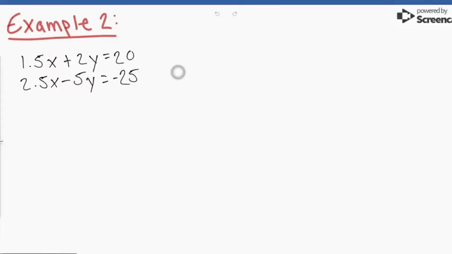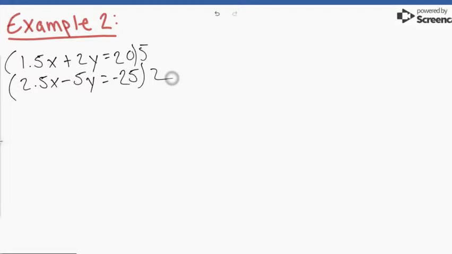Example 2 is a little bit more of a complicated example. The two equations are 1.5x plus 2y equals 22 and 2.5x minus 5y equals negative 25. So step 1, you have to find the coefficients if they have any of the same. In this case, they do not, so we're going to have to multiply. When you multiply, you want to multiply to get at least one same coefficient in each equation. So in this case, we're going to multiply the top equation by 5 and the bottom equation by 2.